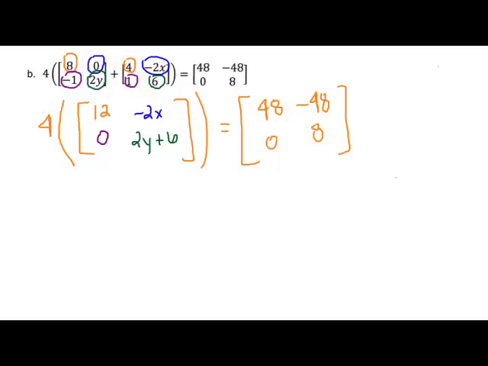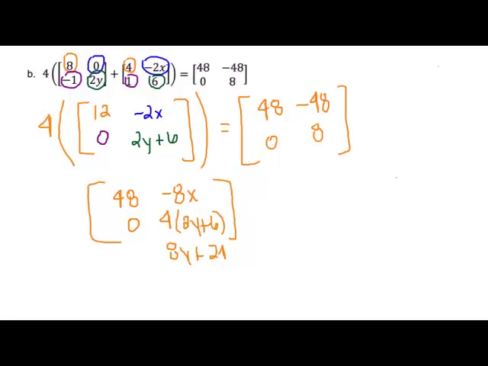So now we're going to multiply 4 times everything inside the matrix. So 4 times 12 is 48. 4 times negative 2x is negative 8x. 4 times 0 is 0. 4 times 2y plus 6. Remember, we're multiplying times the quantity, so make sure you use your parentheses. And we could multiply this out to get 8y plus 24. Again, this is still equal to 48, negative 48, 0, and 8.